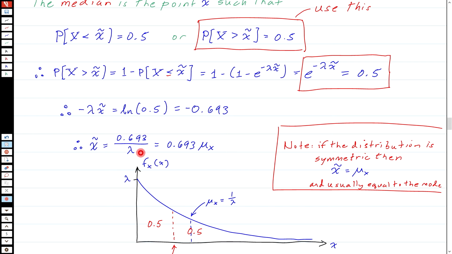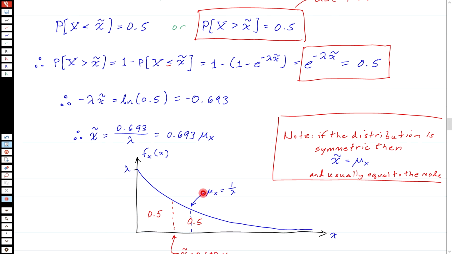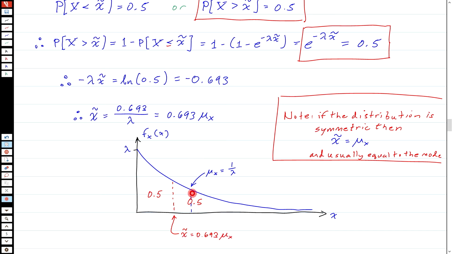We know one over lambda is our mean. That's shown here. So that means our median is about 70% of the way to the mean. So it's going to be down about here. So that red line divides this area under the whole curve into half. So 0.5 below it and 0.5 above it.